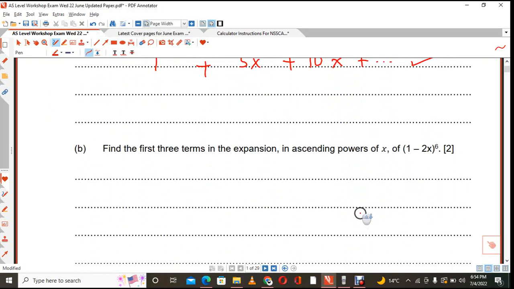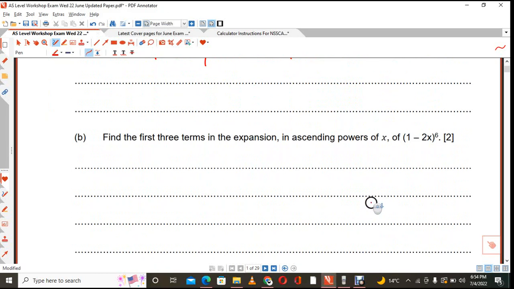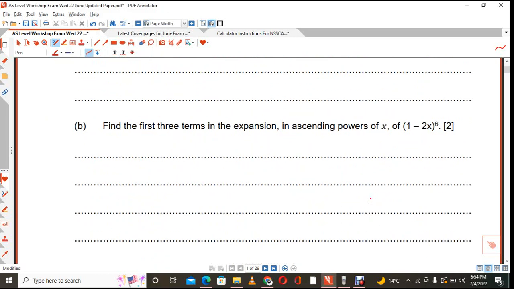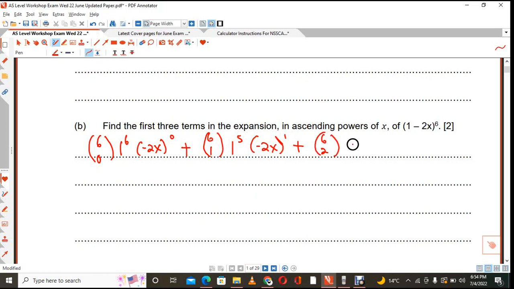So the second one, similar, you just have a different expansion to do, but here we also want you to find the first three terms. All right, so the first term 6 choose 0, I'm going to write it in vector form. Okay, so 1 raised to the power of 6, and then the minus 2x. So I'm going to put the minus 2x in brackets. It's going to be raised to the power of 0. The second term is 6 choose 1, so that's going to be 1 raised to the power of 5, and then the minus 2x is now going to be raised to the power of 1. And the third term will be 6 choose 2, and that is going to be 1 raised to the power of 4, and then negative 2x raised to the power of 2, and so on and so on.